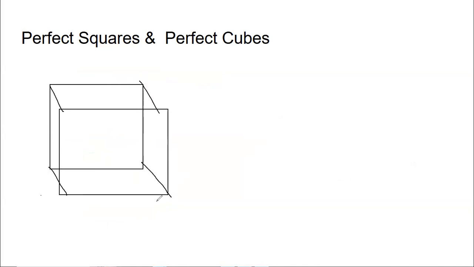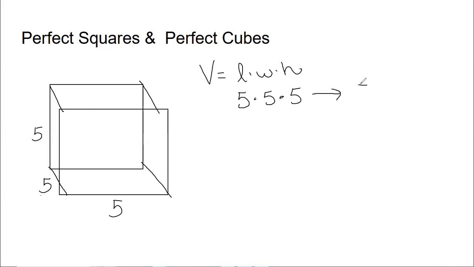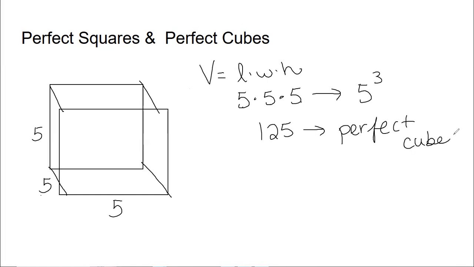Okay, so there's our cube. Let's say this is 5, 5, 5. So when I want to find not the area, I think I put the wrong thing on the last one, the volume, so the space inside. Sorry, I think I misspoke on the last slide. The volume is length times width times height. So that would be 5 times 5 times 5, which in exponent form would be 5 cubed. So there's where the word cubed comes from. And 5 times 5 times 5 is 125, and that is a perfect cube.